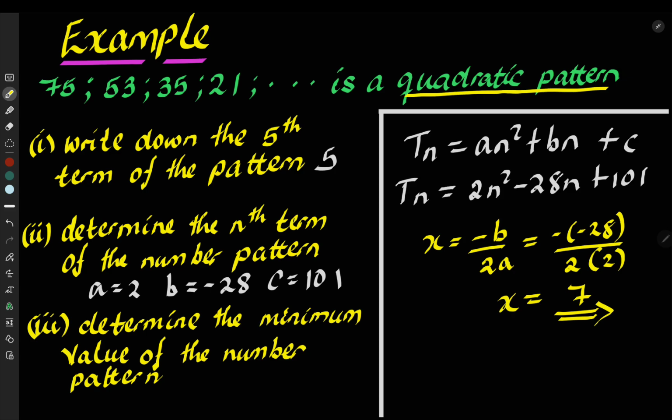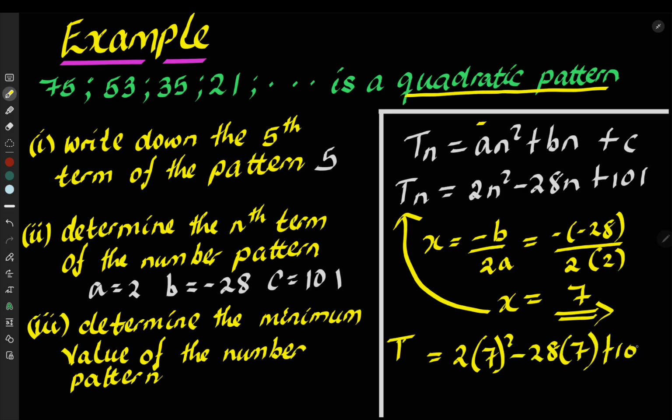So to get the minimum value, you now take that value of 7. So this is how you do the minimum value or the maximum value. For the maximum value, remember, you have an a that is negative, but in this case, a is positive, so it makes sense to determine the minimum value. So now we put back the value of 7 into the sequence. That will be equal to 2 bracket 7 squared minus 28 times 7, then plus 101. If you punch that in your calculator, you'll get a value of 3. So this is the minimum value of the sequence.